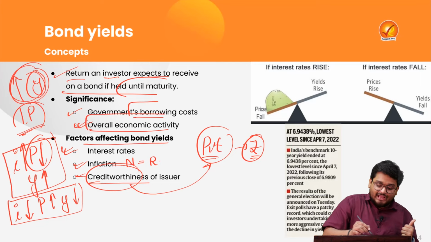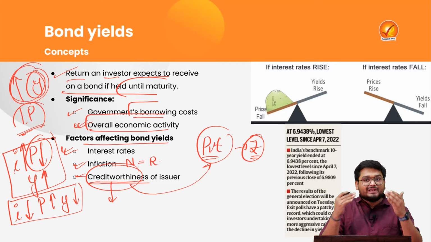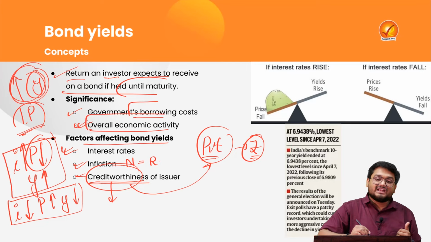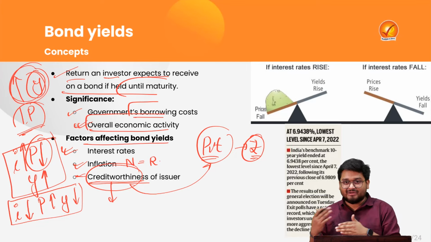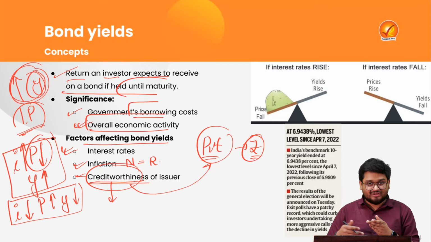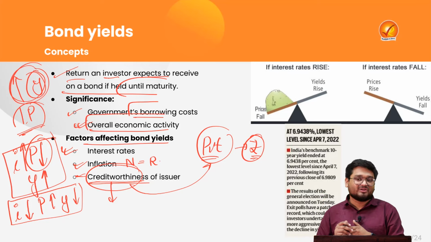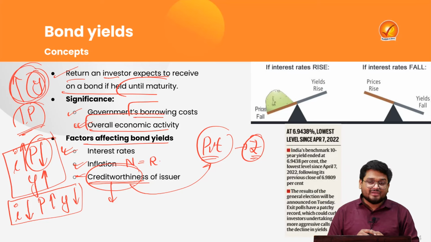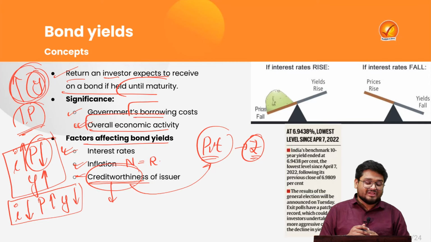So this is also one of the factors which is affecting bond yields. Because you have to understand, credit worthiness means your ability to pay back the money that you have borrowed in the past. And if you are not paying back the money that you have borrowed from the banks, you are defaulting. And defaulting, or not paying back the loans, is not a good economic activity. That will be impacting the economic activity and finally GDP also.